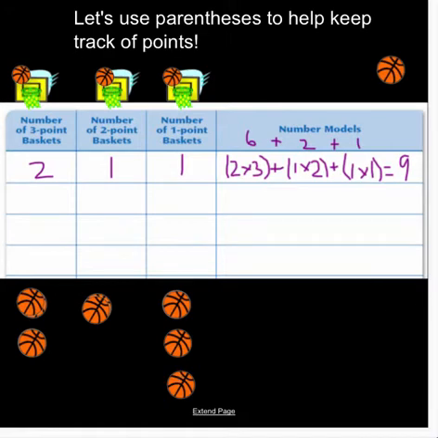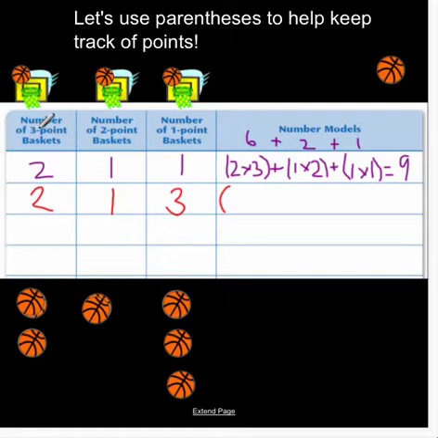I'm going to use a different color this time, and we will do the same thing to figure out the number of points. We have 2 baskets that were worth 3 points, so we're going to put a 2 in that spot. Over here we had 1 basket that was worth 2 points. And then we have 3 shots here that were worth 1 point. We're going to go ahead and add these parts together, starting with the 3-pointers.